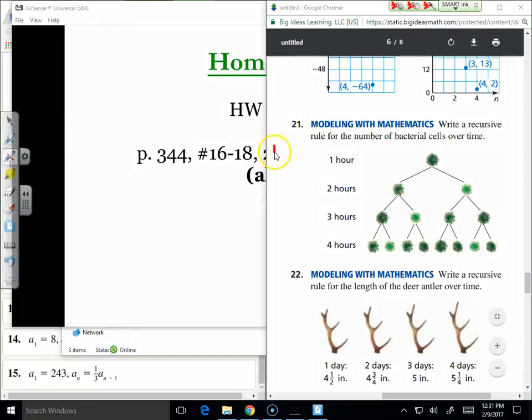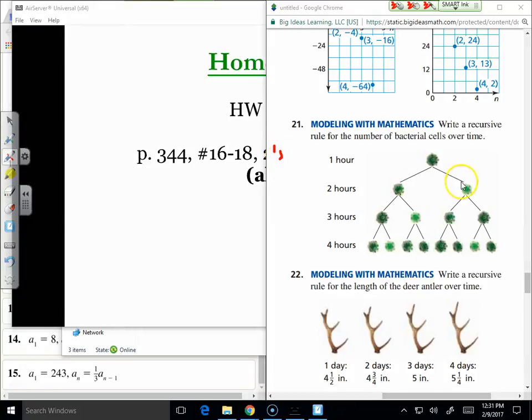How many cells are there at 1 hour? 1. How many cells are there at 2 hours? 2. How about at 3 hours? 4. How about at 4 hours? 8. Oh, guys, we don't even have to worry about the cells and how weird they look, right? We just get to say, hey, this is what type of sequence? 1, 2, 4, 8. Geometric. What's my common ratio? What do I multiply by? 2. And could I write a recursive rule about how the nth term is the previous term times 2? Or has Kaylee brought up maybe 2 times the previous term is a better way of doing it?